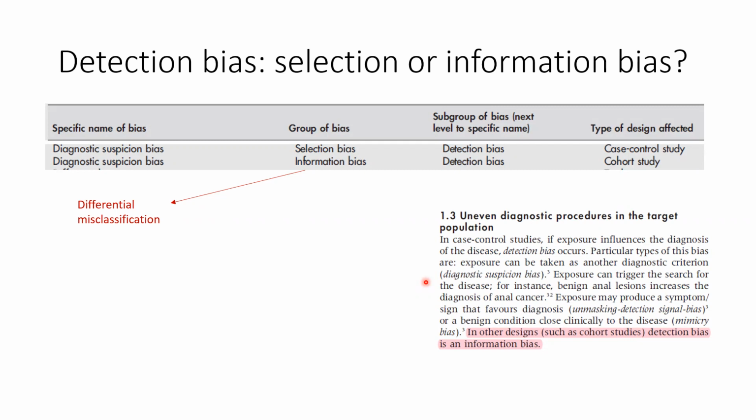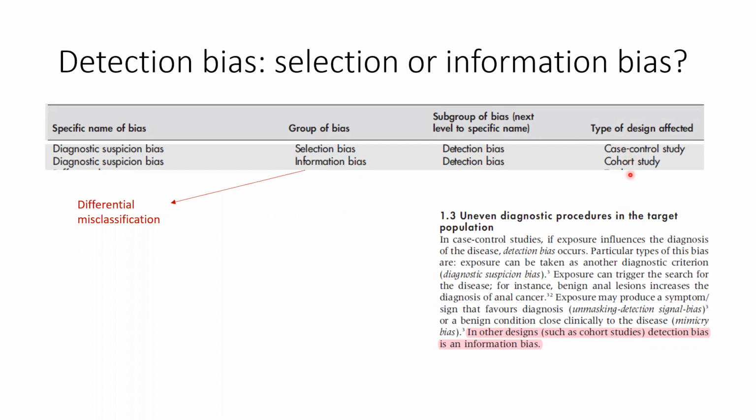It's an early stage of a case control study. I'm selecting disease versus non-disease, case versus control. So in this case, if I'm having a bias in how I'm detecting my outcome or the disease, it will be a selection bias, because it is related to how I'm selecting my participants.